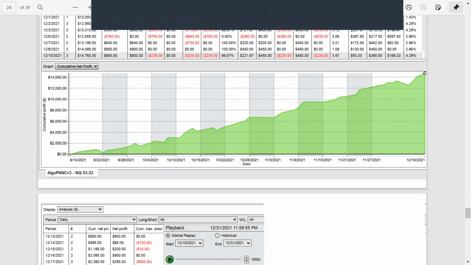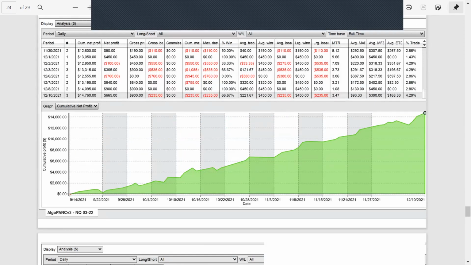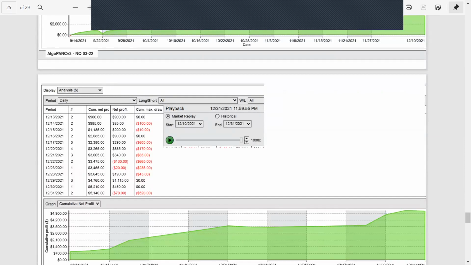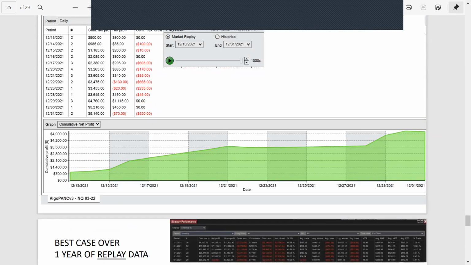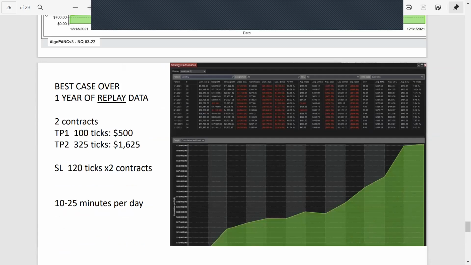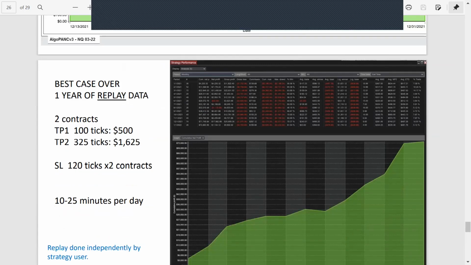So this is for the last quarter, from October through December, and since December 13th, the first day of trading after the end of the December contract and the beginning of the March contract. My replay data shows a very good result, even during the holidays, with low volume. But the best case is over 1 year, and this replay was done yesterday by one of my strategy users.